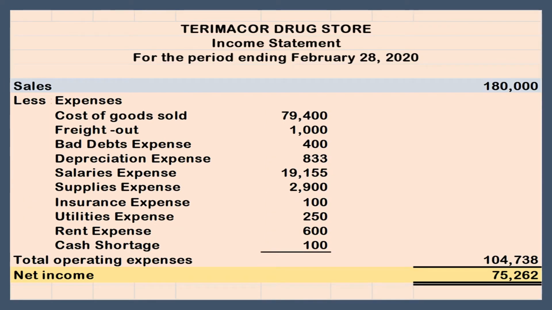So the single-step format of income statement presents information in a simplified format. It uses a single subtotal for all revenue line items, and a single subtotal for all the expense items, to come up with your net income.